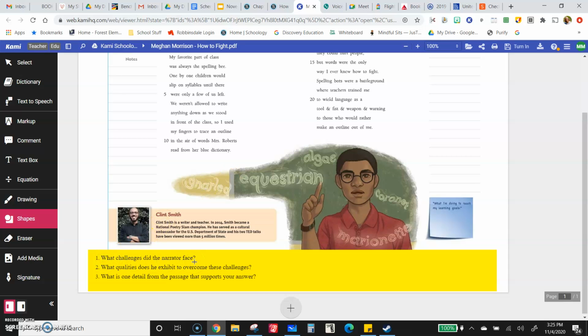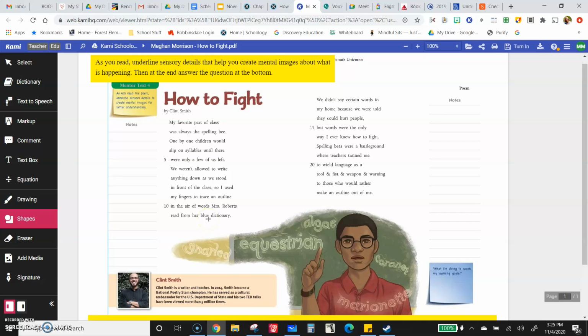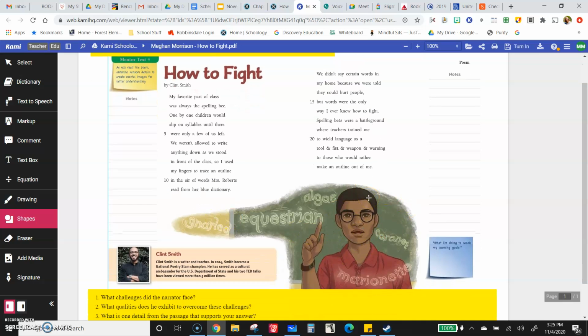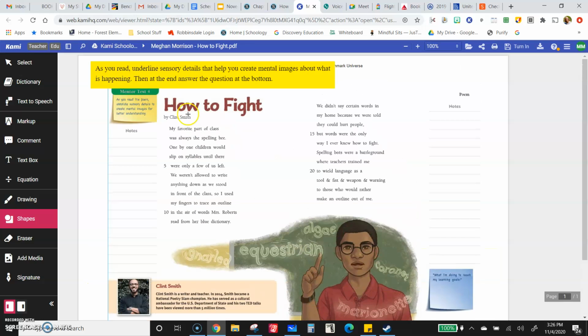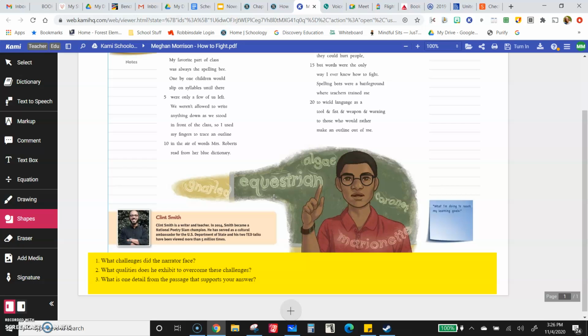So what challenges did the narrator face? What was hard? What things might he have had to deal with? Or she, the picture has a boy, I don't think it specifies. Anyway, what challenges did that person face? What qualities does he or she exhibit to overcome these challenges? So are they brave? Are they smart? Are they funny? Are they thoughtful? Are they loud? So what sort of qualities do they exhibit to overcome the challenges that they faced? And then what is one detail from the passage that supports your answer? So how do you know, what in the story tells you that they have those qualities?